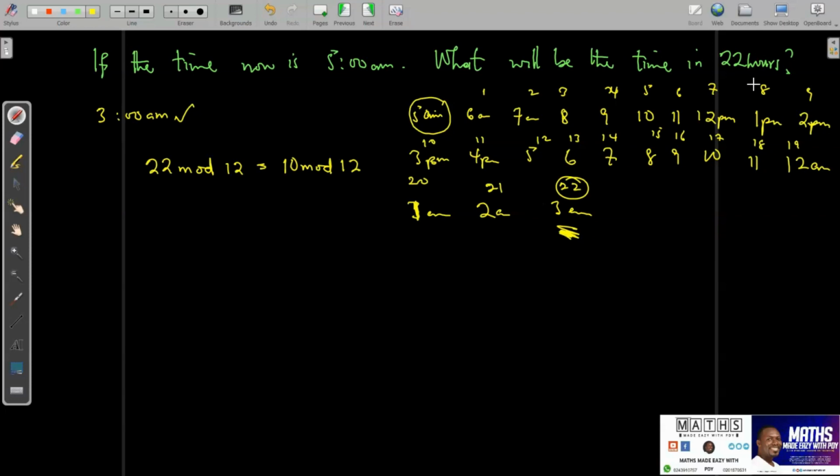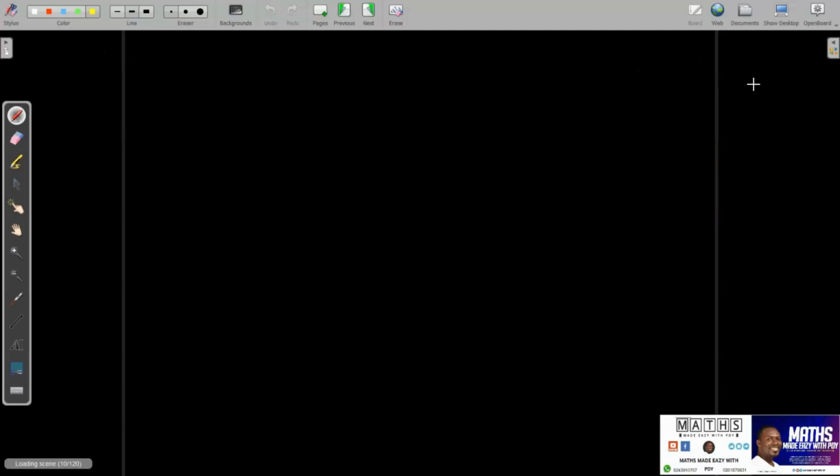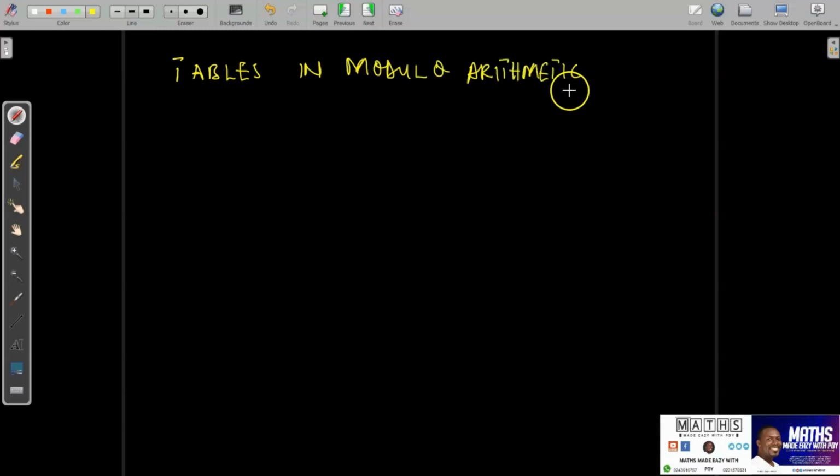So we are moving on to our next idea for today. In today's lesson, we are going to look at what we call tables in modular arithmetic. That's what we want to look at today. When we consider tables in modular arithmetic, there are two main tables we are going to use. We have the addition table, and then we have the multiplication table.